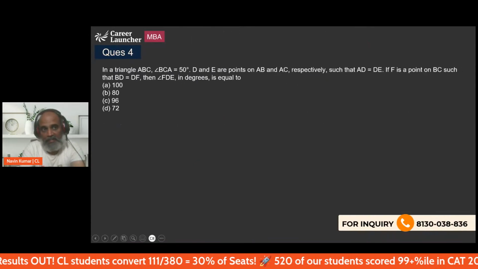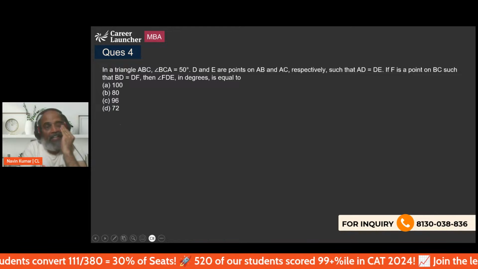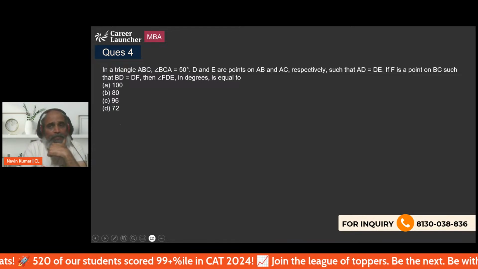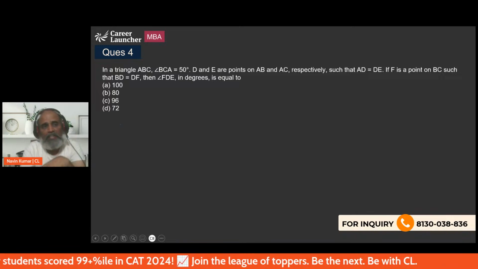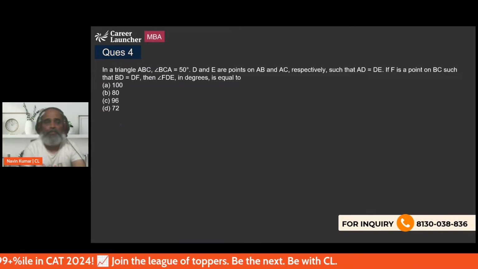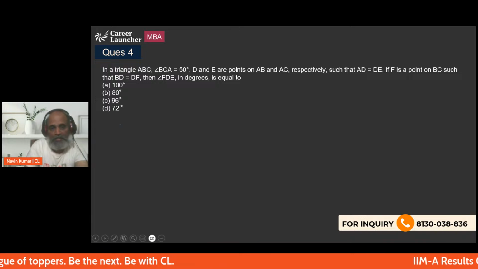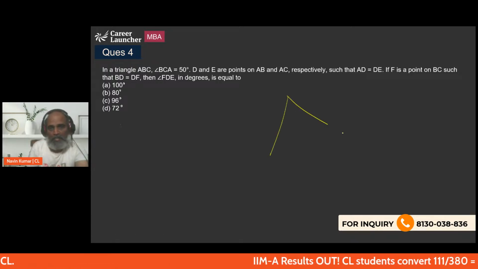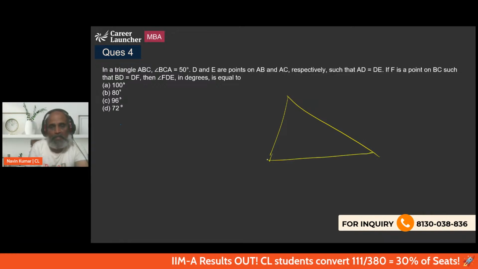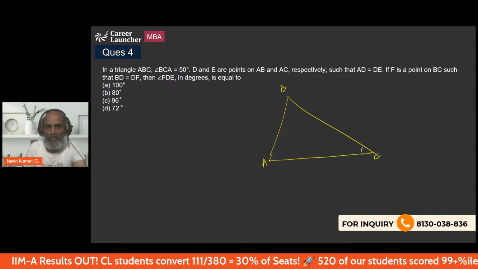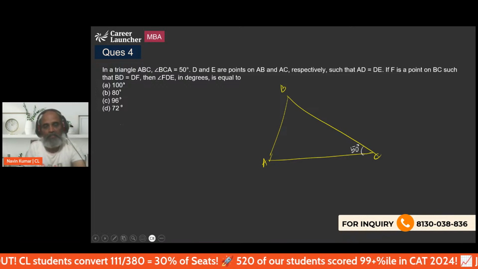Okay. Next one. In a triangle ABC, angle BCA is 50, D and E are points such that this happens, F is a point. So in degrees, how much is that going to be equal to? So 100 degrees, 80 degrees, 96 degrees, 72 degrees. Let's draw. So we have a triangle which is ABC, and we are told that at C we have the angle as 50 degrees.